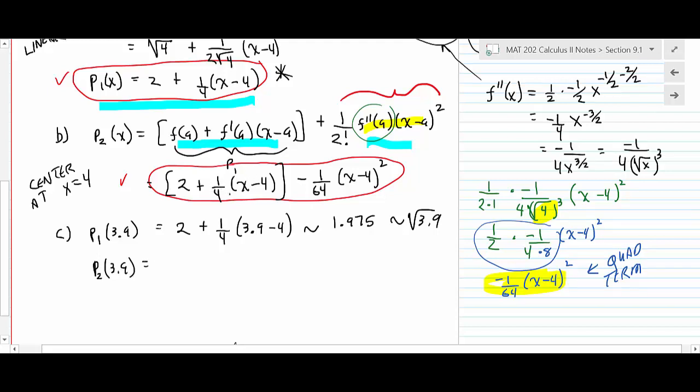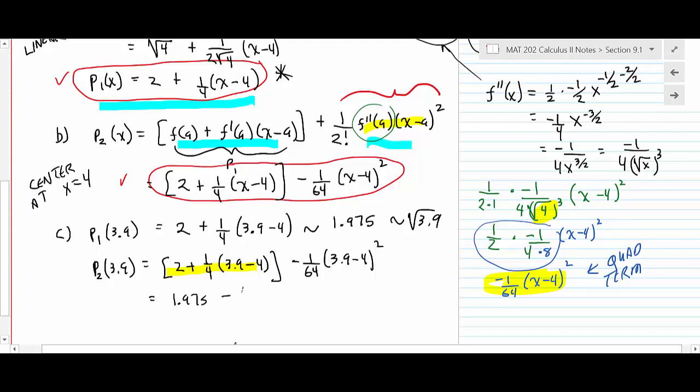In P2, well, you've already got the answer to this part right here. So what you could do here is write it like this: 2 plus 1/4 times (3.9 minus 4). Then I'm going to add in this quadratic term, which is negative 1/64, times (3.9 minus 4) squared. Now this piece right here, we already did, right? So that is really giving you 1.975.